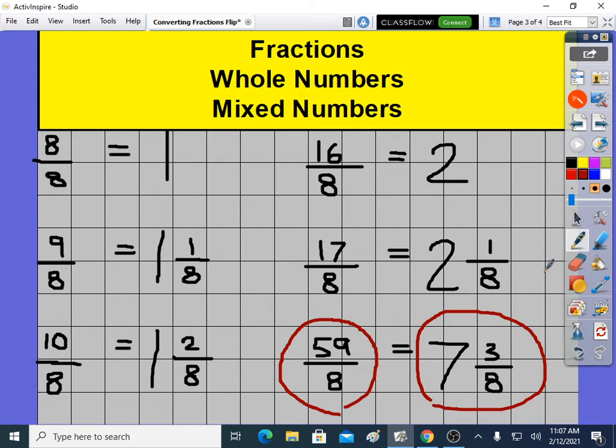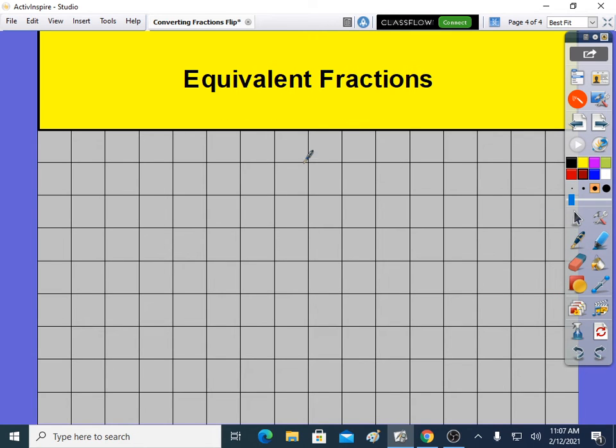So that was the relationship between fractions and whole numbers and mixed numbers. And the last thing to show you in this video is equivalent fractions. Some fractions are worth the same as other fractions. So there's fractions that are worth the same as a half.